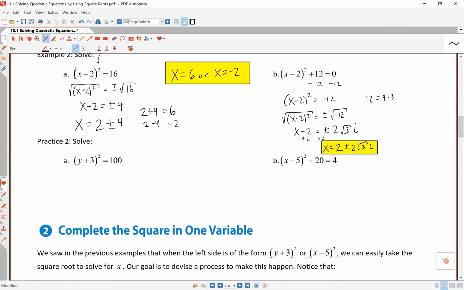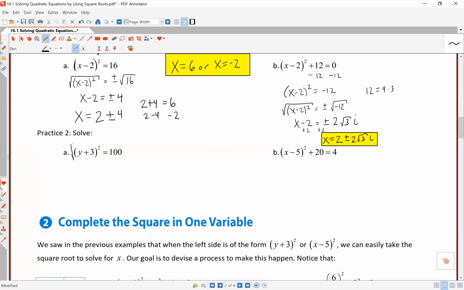Now that you've had a chance to work these out, I'll work these out with you. We take the square root of both sides to undo the square, remembering to use a plus or minus. So on the left-hand side, we have y plus 3. On the right side, we have plus or minus 10. We subtract 3 from both sides and get y is equal to negative 3 plus 10, or negative 3 minus 10.